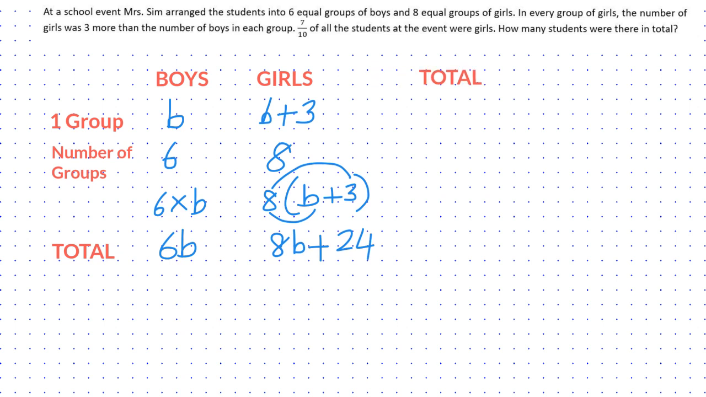The total number of students at the event in terms of B would be 6B plus 8B plus 24. So that would give us 14B plus 24.